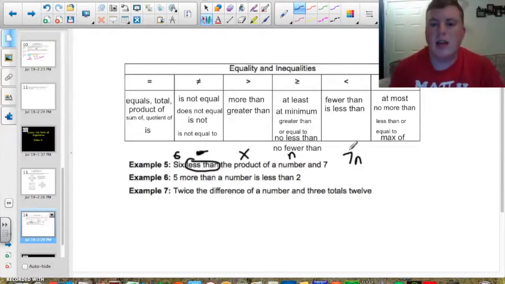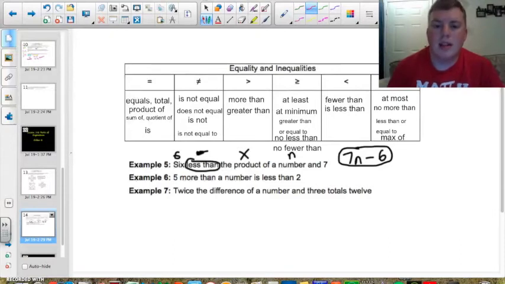So to show that we're taking the 6 away from the 7n and not the other way around, we want to put the 7n first, and then we want to subtract 6. And that would be our final answer for example number 5.